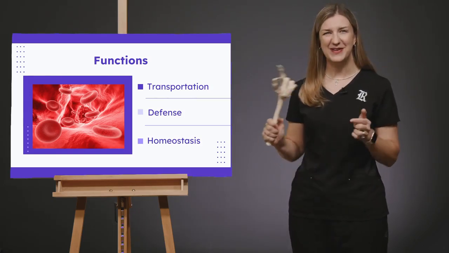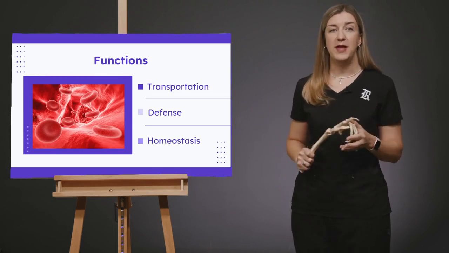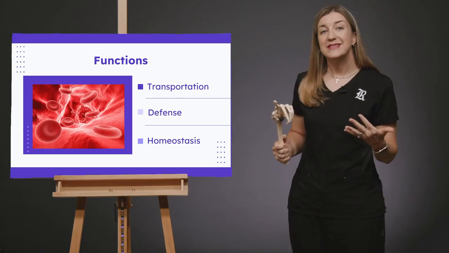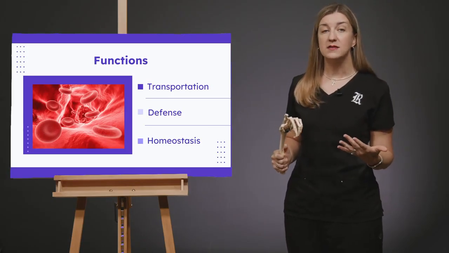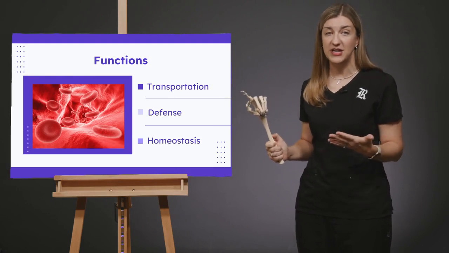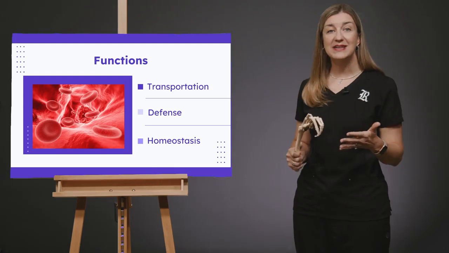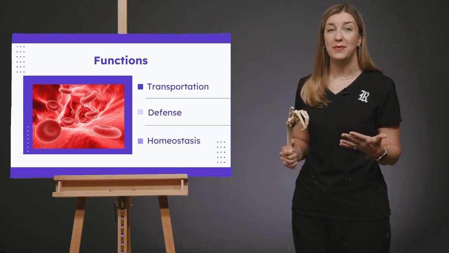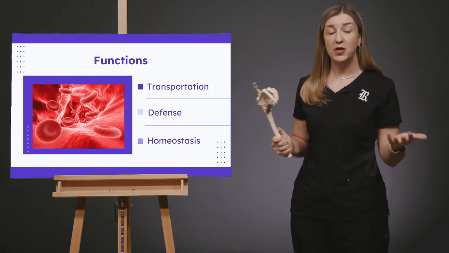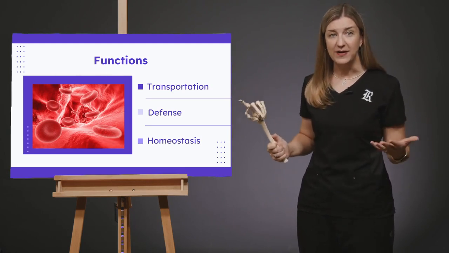Up first, transportation. You might consider this the primary function of blood. Nutrients like glucose, gases like oxygen and carbon dioxide, and waste all travel throughout the body using blood as their transportation medium. Blood makes an excellent transportation system with access to almost every tissue in the human body and rapid flow throughout the cardiovascular system. This allows for complete and speedy delivery.